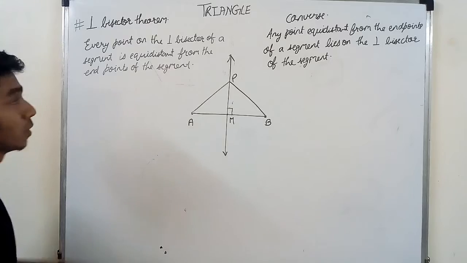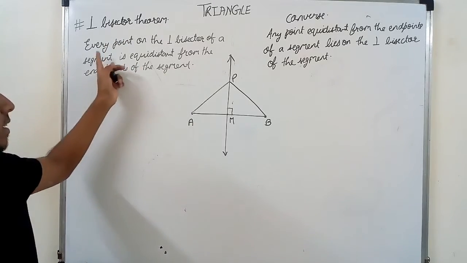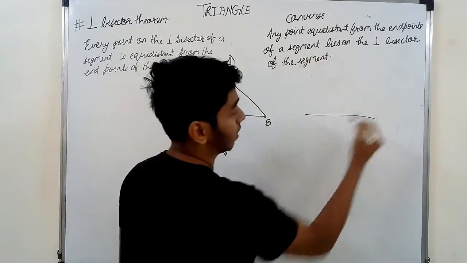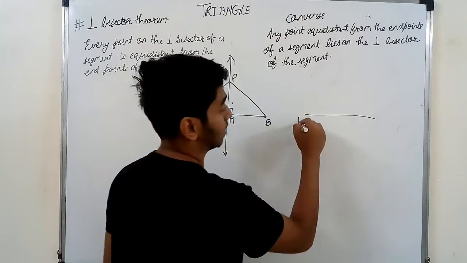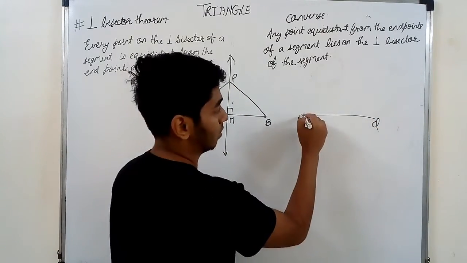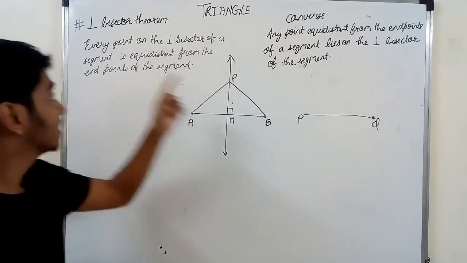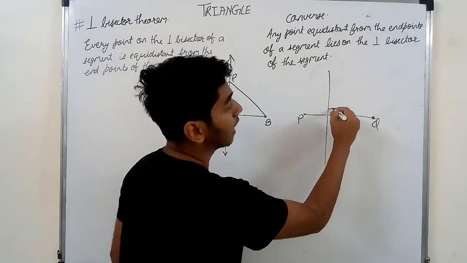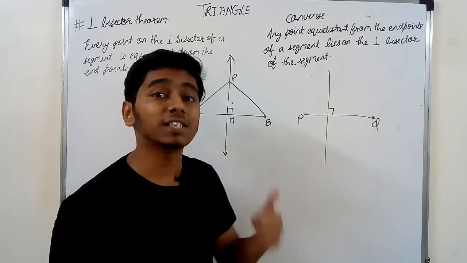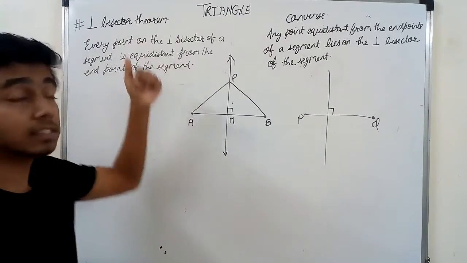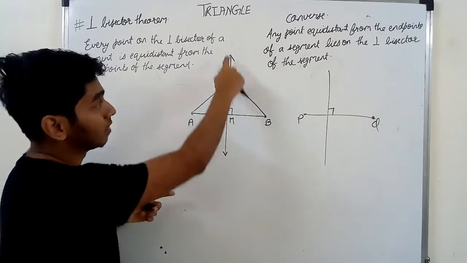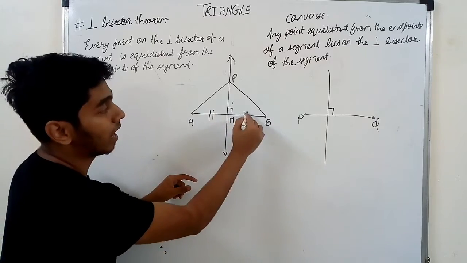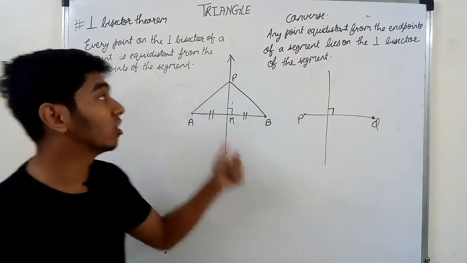The first one is the perpendicular bisector theorem. It says that every point on the perpendicular bisector. First of all, do you know what a perpendicular line is? If you have a segment, any segment AB, or let's say PQ, with points P and Q, and I draw a perpendicular to this, perpendicular means it makes an angle of 90 degrees with segment PQ. But what is a perpendicular bisector? Bisector means it is dividing the segment into two equal parts. For example here, this line is dividing AB into equal parts, AM and BM. They both are equal. That's the meaning of bisector.